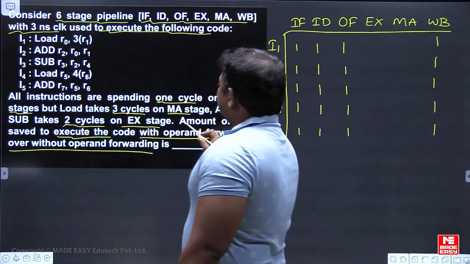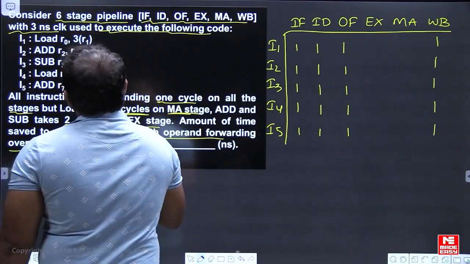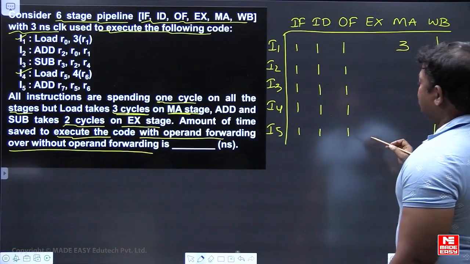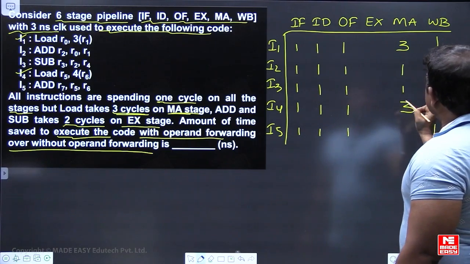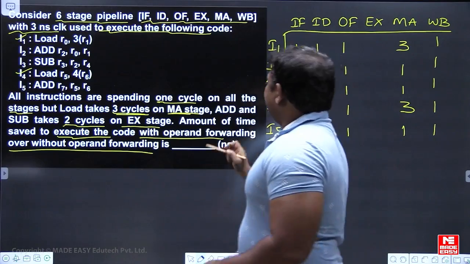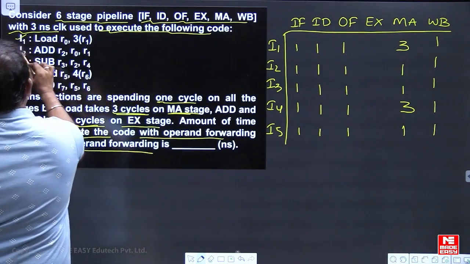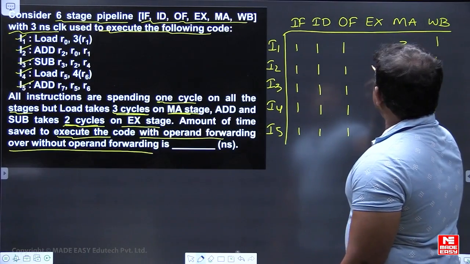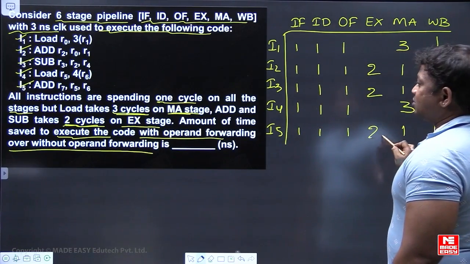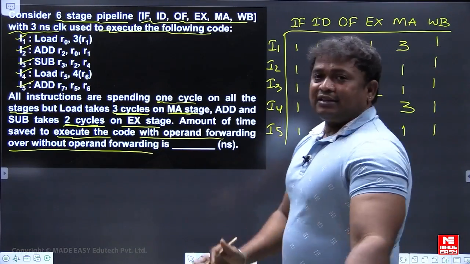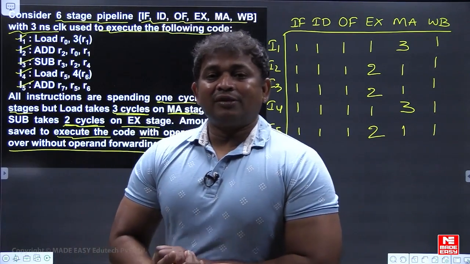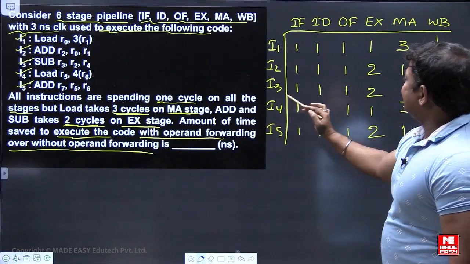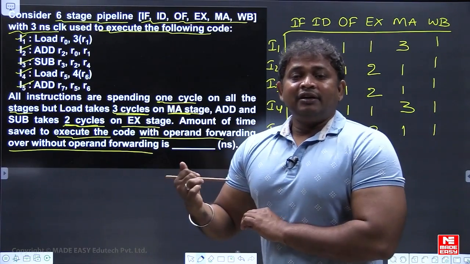Next, load instruction spends 3 cycles on MA. Here, I1 is the load and I4 is the load. I1 takes 3 cycles on MA, I4 takes 3 cycles on MA, and the remaining take 1 cycle. Next, add takes 2 cycles and sub takes 2 cycles on EX. I2 is the add, I3 is the sub, I5 is the add, so they take 2 cycles on EX. Remaining 1. This is the table formulation based on the given information. Everyone knows that. Total 6 stages, 5 instructions. According to the given information, we identified in the table how many cycles are required at each stage.